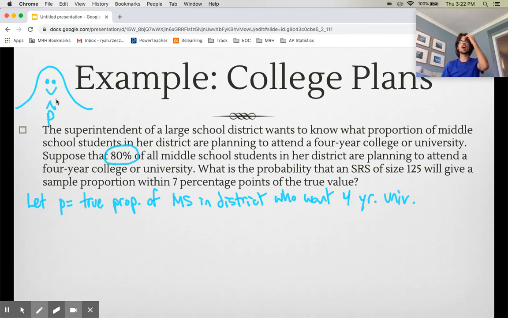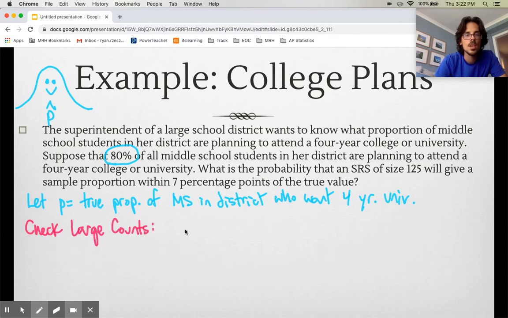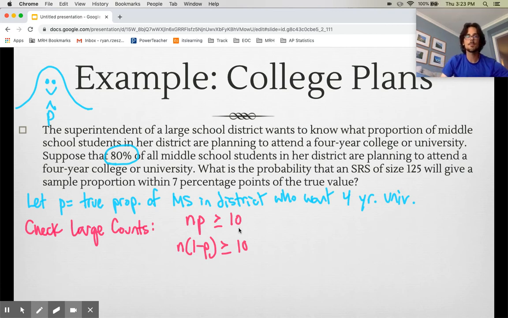It's simple, but we have to get there first. So we don't have a nice Reese's Pieces example here to look at. We're going to use those conditions that I showed you on the last slide. So my first job is going to be to check the large counts. So I need to do n times p, and I need to do n times 1 minus p. And both of those quantities need to be greater than or equal to 10 for me to be in good shape here. So if I do n times p, my n, it's samples of size 125. So I'm going to do 125 times 0.8. And if I multiply that out, that is 100.